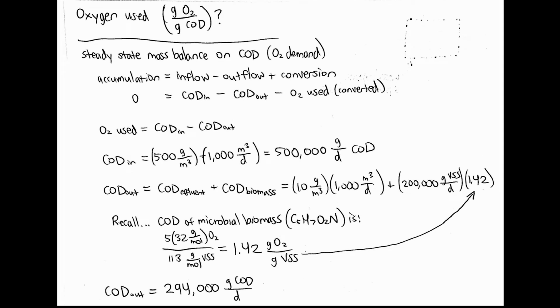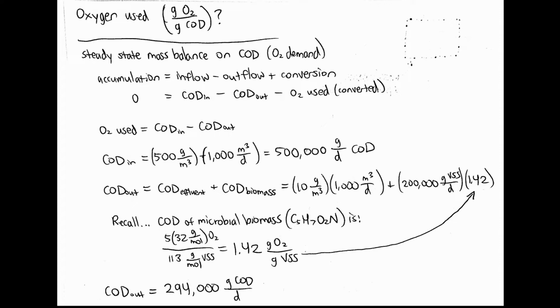For the second part of this example problem, we're asked to calculate the amount of oxygen used in the system per gram of COD removed. So we need to use our mass balance approach, assuming steady state, and this time look at the mass balance on COD, in other words, oxygen demand. So using mass balance, we know that accumulation is equal to the inflow minus the outflow plus or minus conversion, right? And if we assume steady state, then accumulation in the system is zero.